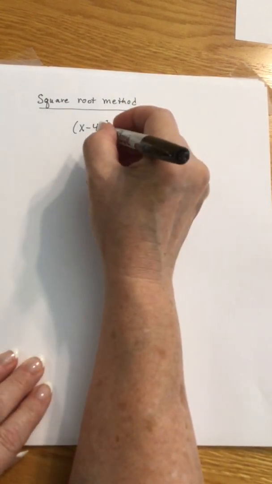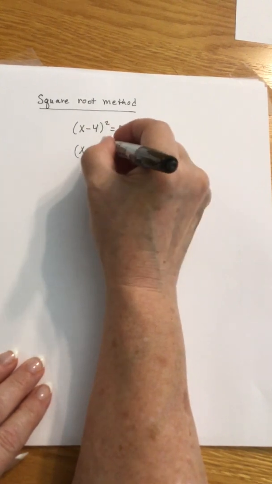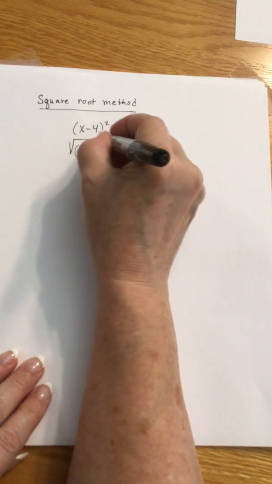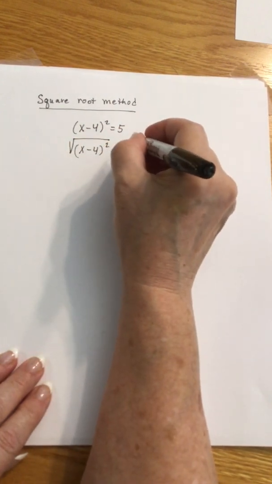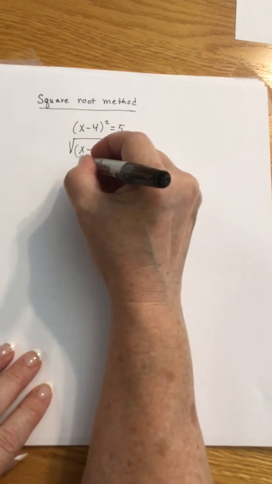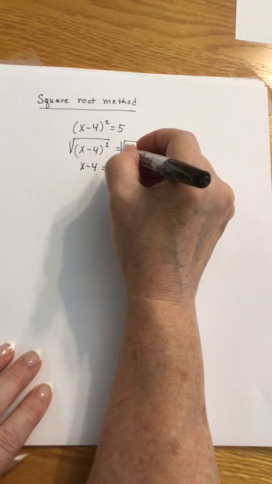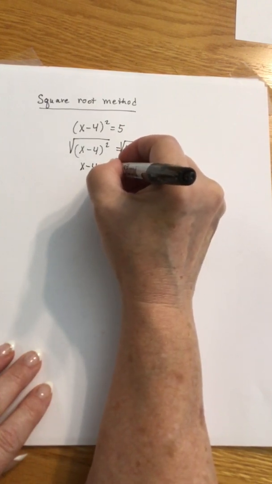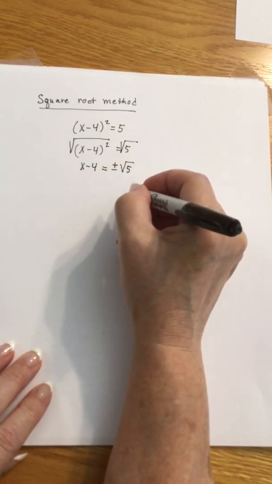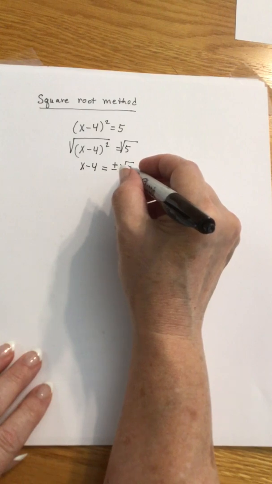So we're trying to solve for x, so we want this x minus 4 squared, the squared to go away, so I'm going to take the square root on both sides. Now when I take the square root on this side, the square root of something squared is just going to give me the x minus 4. But on this side, when we take the square root on both sides, it's going to be plus and minus square root of 5. Because negative times negative is positive, and positive times positive is positive.